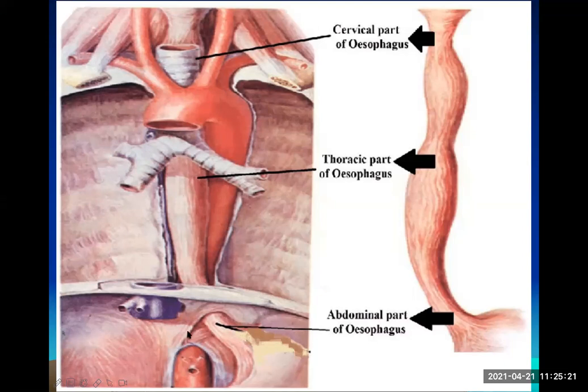This is the dome-shaped structure called diaphragm, and esophagus is piercing the diaphragm. See this at this level, and below that there is a small part of the esophagus which is lying in the abdominal cavity. This is known as abdominal part of the esophagus.